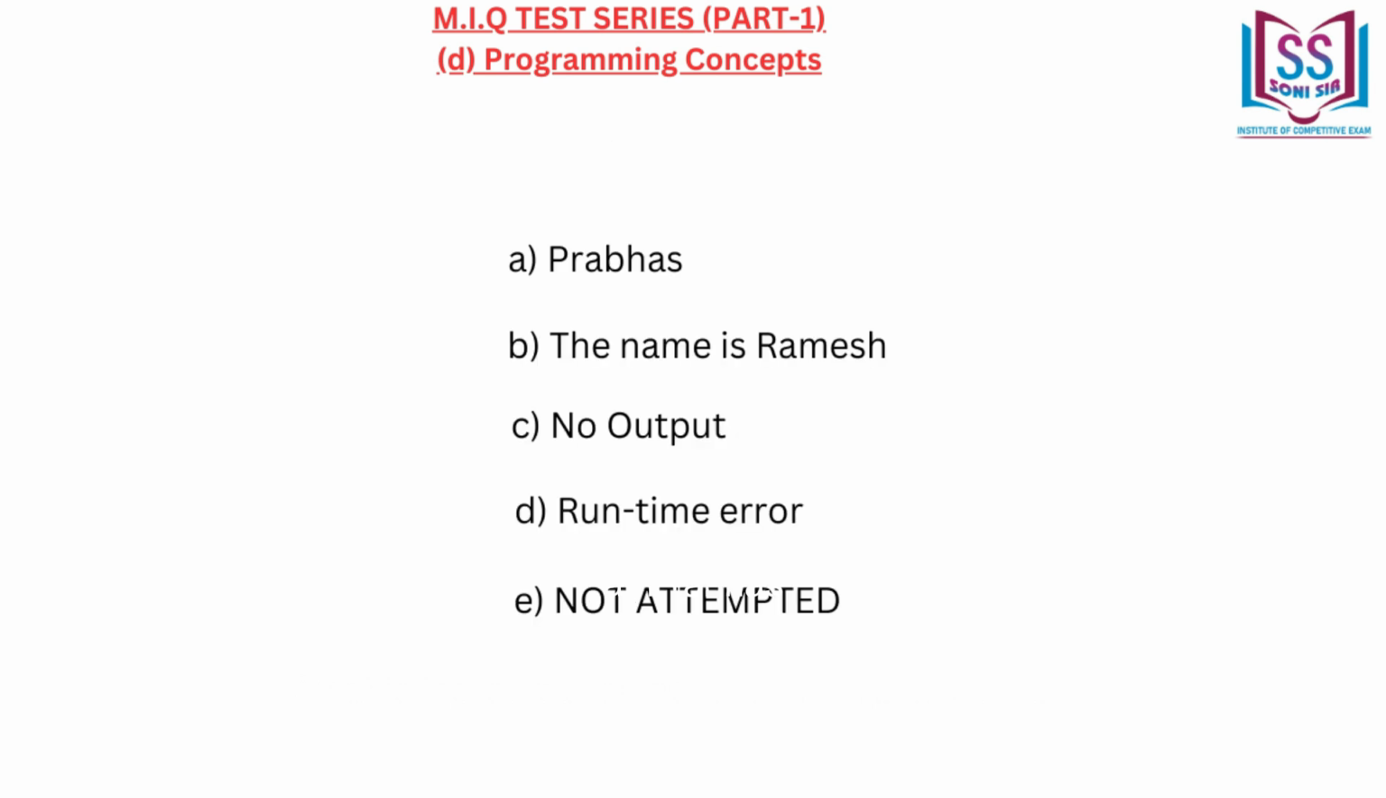What is the output of the following Java program? A. Prabhas. B. The name is Ramesh. C. No output. D. Runtime error.